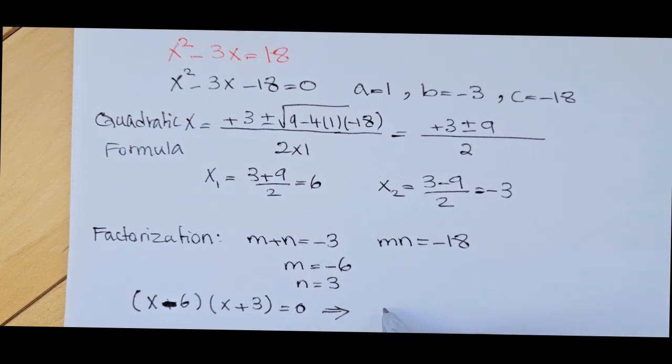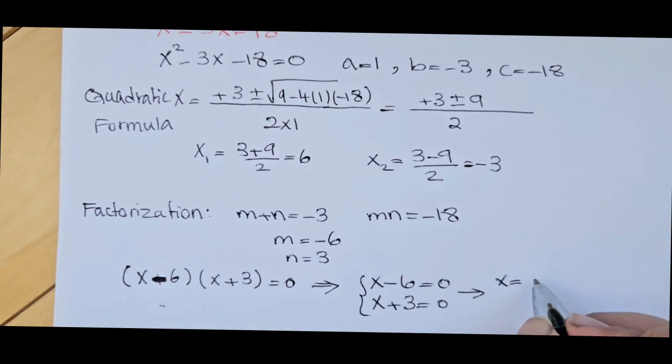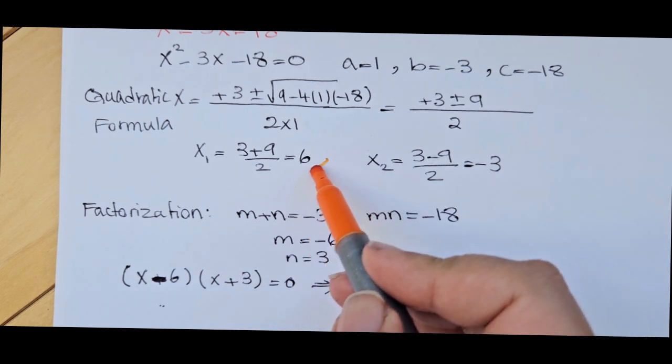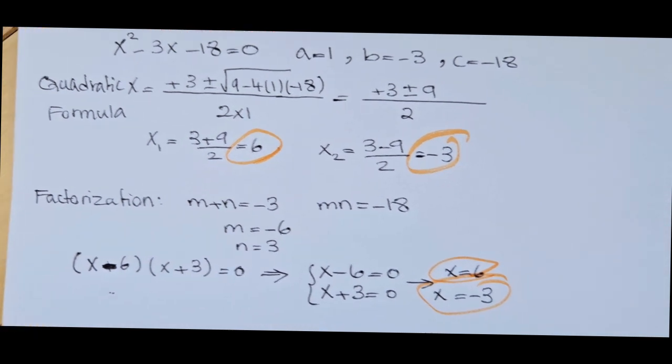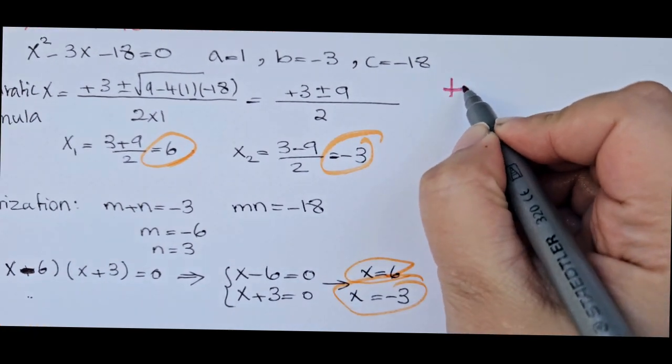So from here, you could say x minus 6 could be a potential answer. The other one is x plus 3 is equal to 0. So the first one gives you x equal to 6. The second one gives you x equal to negative 3. Awesome. As you can see here, compare the answers you got from the two different methods. Here you've got 6, here you've got 6, here you've got negative 3, again negative 3. But I still prefer to check my answer, to test my answer.